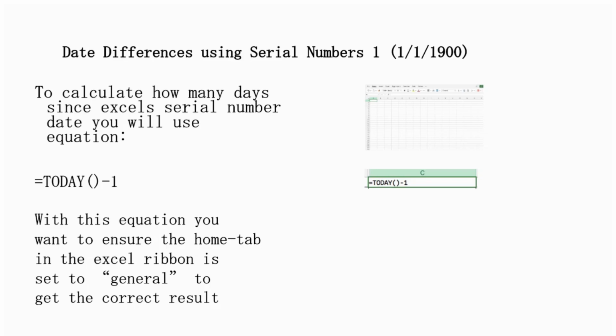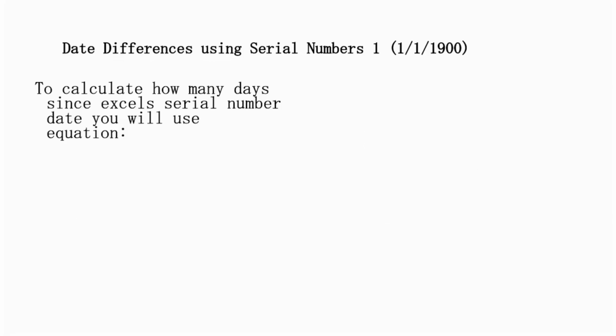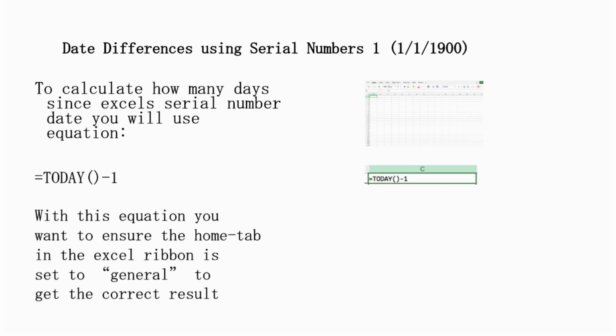And then when you hit enter, you want to ensure that the home tab in the Excel ribbon is set to general so you get the correct result. The today that we're referencing is April 10th of 2024. So when you do equals TODAY, open parenthesis, close parenthesis, minus 1, our serial number date, your answer should be 45,392 days since January 1st of 1900.